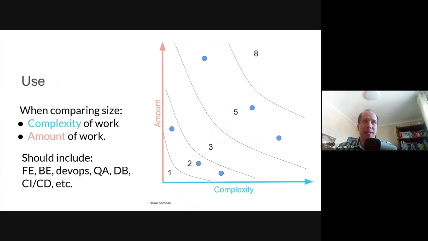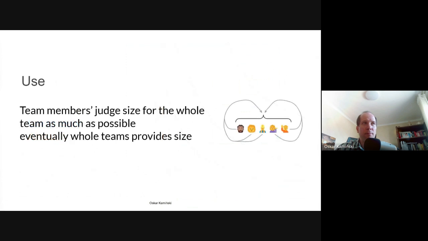When judging size of a task, we should include everything the team needs to do: front end, back end, DevOps, quality assurance, database setup, CI/CD, whatever is needed. When judging size of a task in planning poker, team members should judge size of a new ticket from the perspective of the whole team, not just their own individual competencies. If that is not possible, then still, eventually, the whole team provides size for the new task by discussing together arguments for that final size.